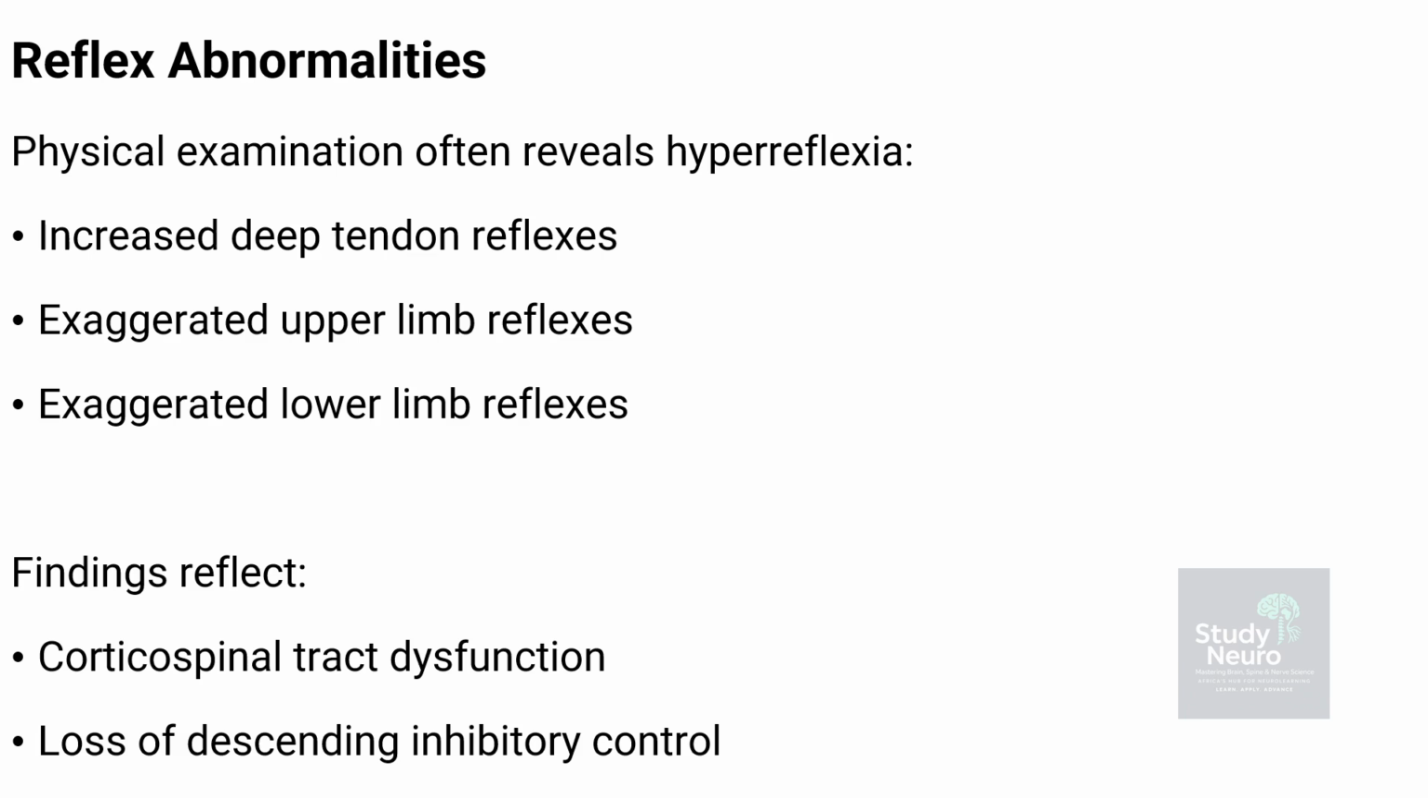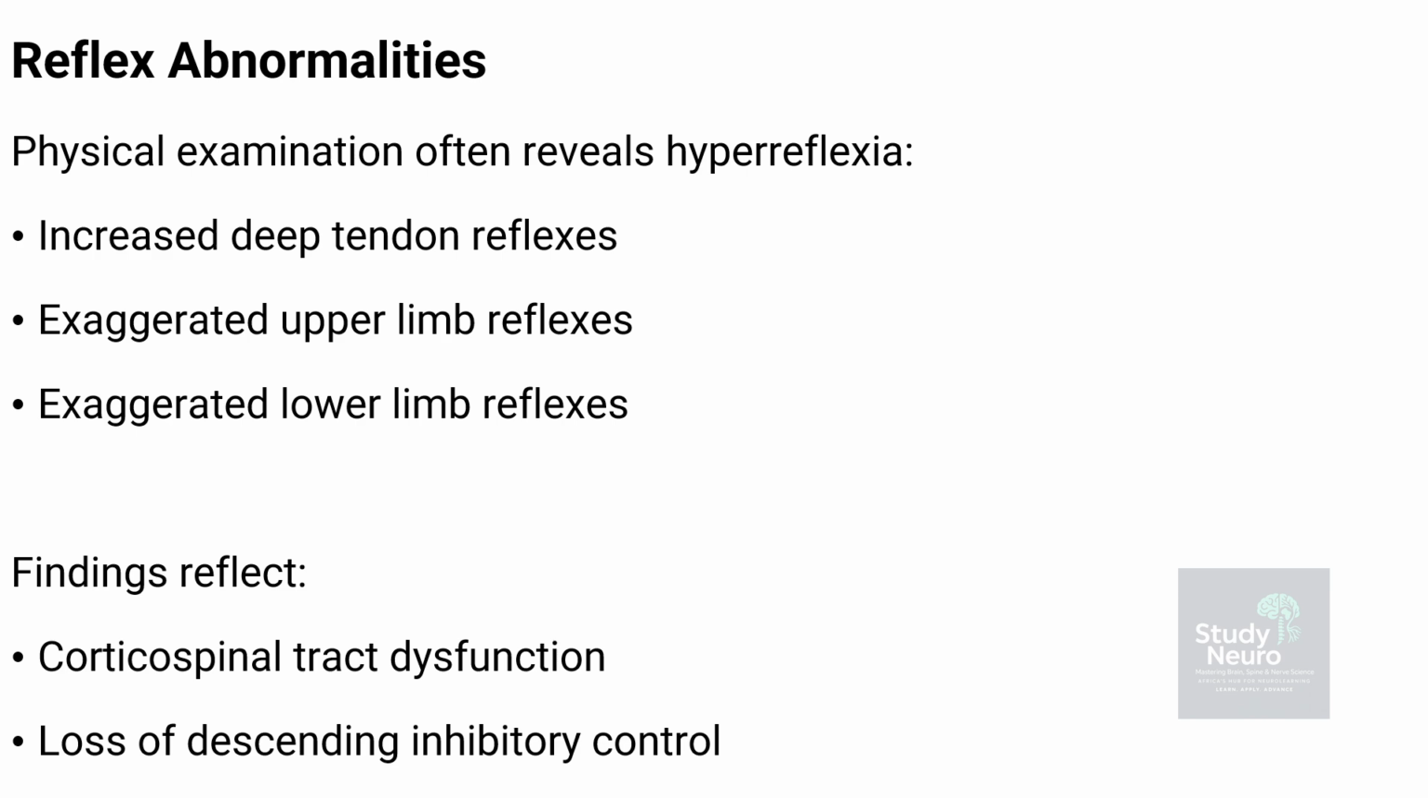Reflex abnormalities are a common finding in degenerative cervical myelopathy and usually appear during routine neurological examination when the examiner assesses the integrity of the spinal reflex pathways. This is a classic upper motor neuron sign. Patients typically show brisk reflex responses in both the upper and lower limbs, where simple tendon tapping produces a response that is stronger and more sustained than expected.